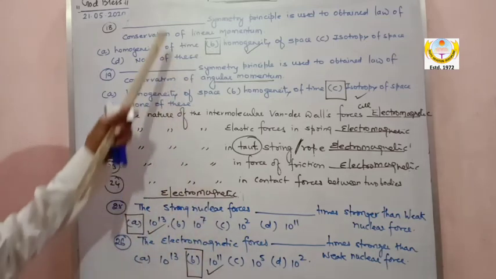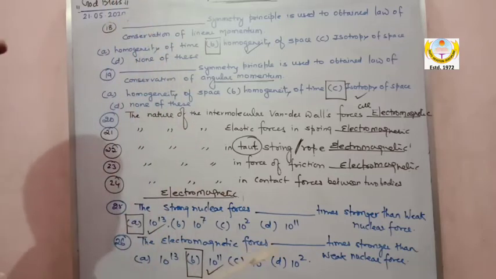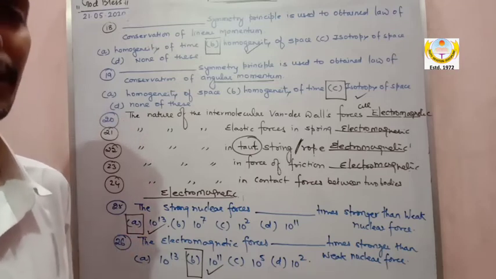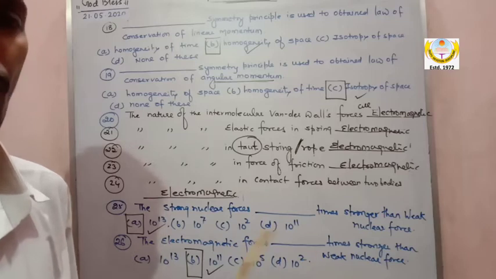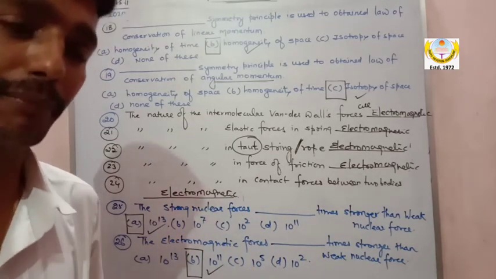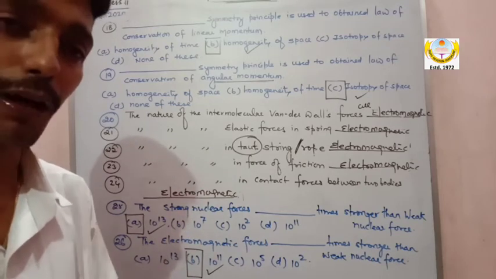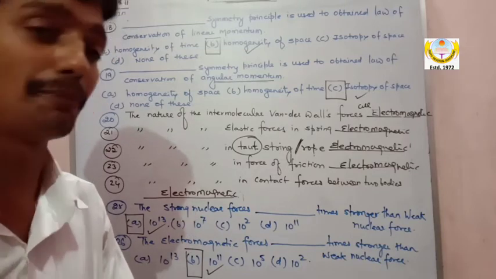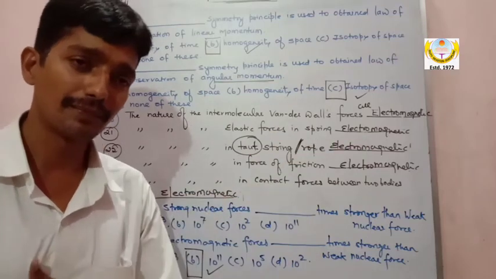So remember, my dear, these are the very important questions I have written here on the board. Especially question number 17, 18, 19, that which basic principle, which symmetry principle we are using for law of conservation of energy, law of conservation of linear momentum, and law of conservation of angular momentum. And the answer is, for law of conservation of energy, sir, it is homogeneity of time. Am I clear?